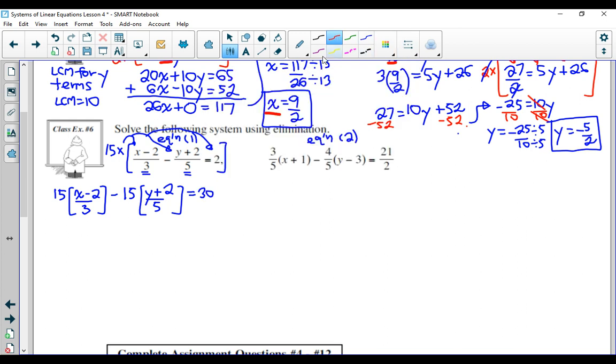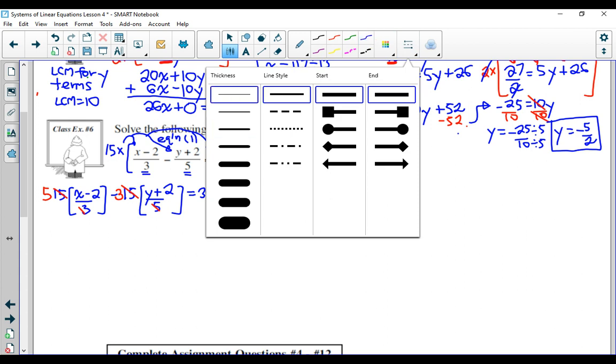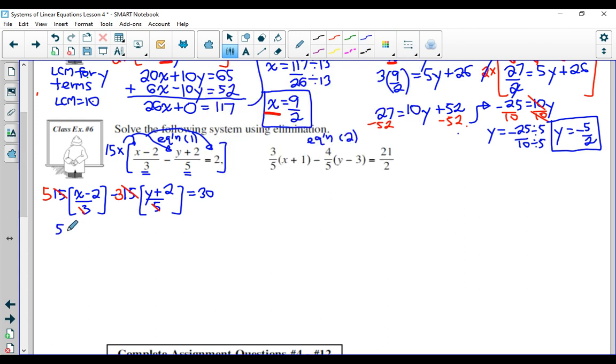Okay, now I can simplify a little bit. So, okay, 15 divided by 3 would be 5. 15 divided by 5 would be 3. And then we're going to use the distributive property. Okay, so actually I can rewrite it out just so it's not looking so cluttered. So this would be 5 times x minus 2 minus 3 times y plus 2 is equal to 30.